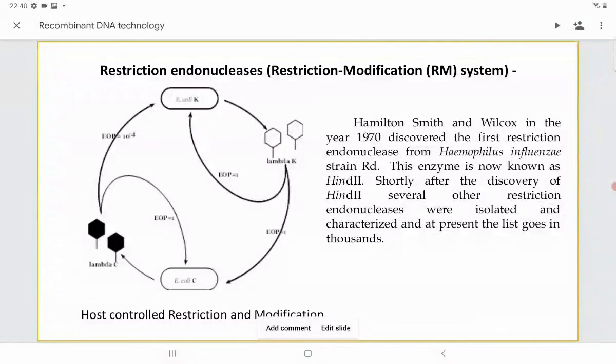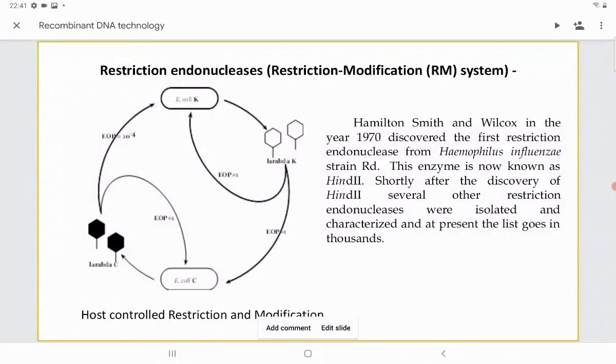By the same mechanism of modification, the host cell protects its own DNA from the activity of the endonuclease that is present within the cell, because bacterial cells don't have nuclear membrane and the DNA is naked. That means the restriction endonuclease has complete access to the DNA, the host DNA, but the host DNA has been methylated and modified and is protected in that manner from the restriction endonuclease that it harbors.